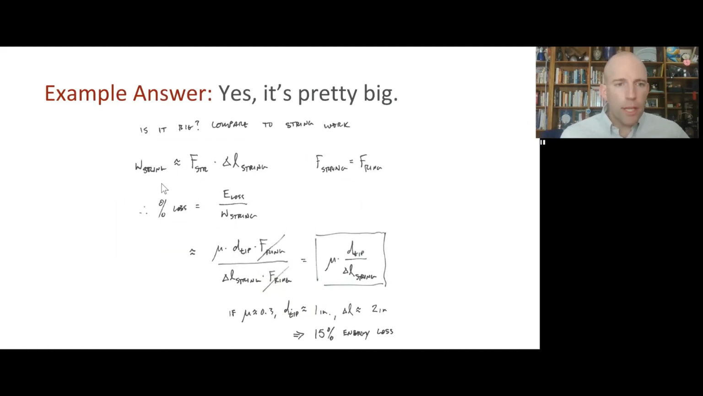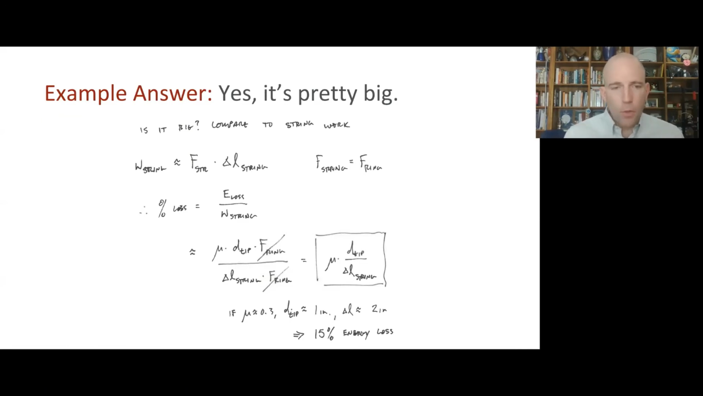So the work of the string here, we're saying, is the force of the string times the change in length. And these two forces, the ring force and the string force, are really the same. And so the percent loss of energy will be the energy loss divided by the string work. And we previously calculated that our energy loss would be mu d tip times F ring. And then we just said that our useful energy will be the change in the string length times the ring force again. Hey, those cancel. And we're left with the percent energy loss being simply coefficient of friction times the displacement of the tip divided by the displacement of the string.